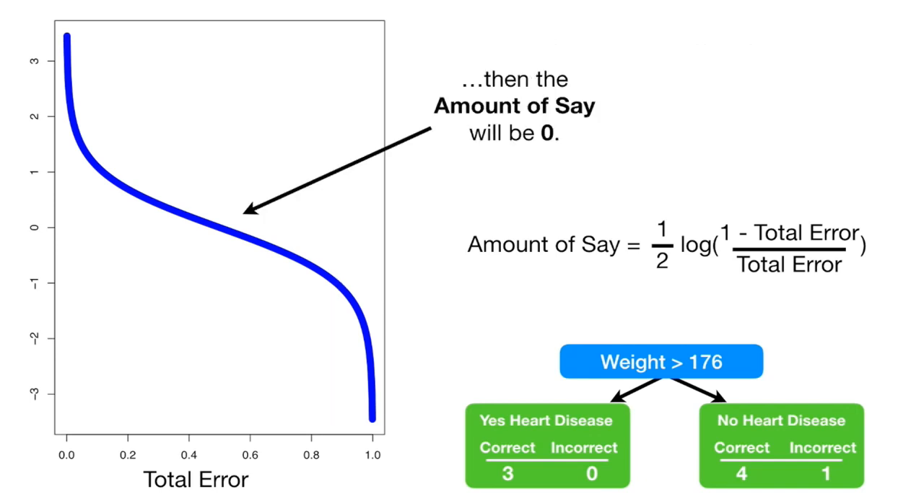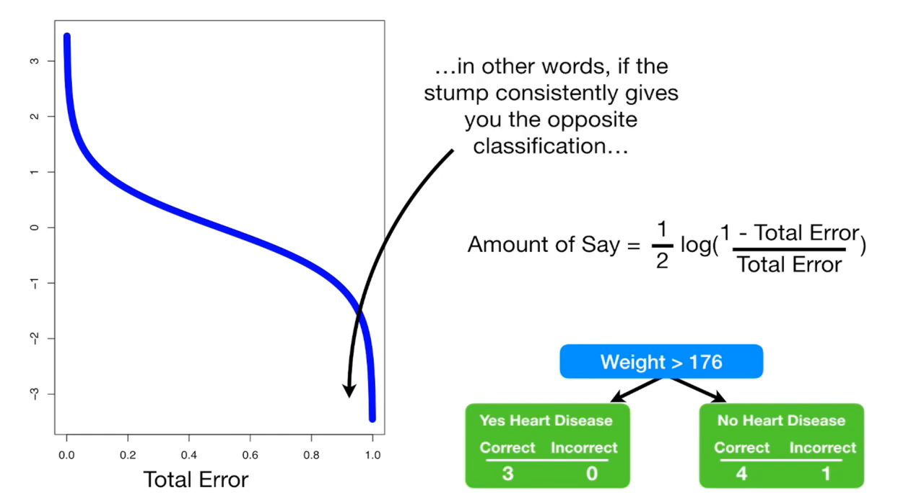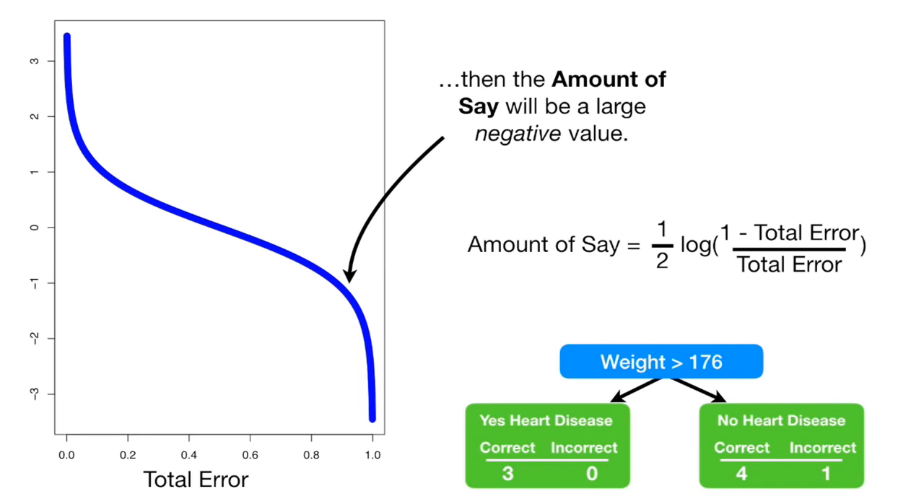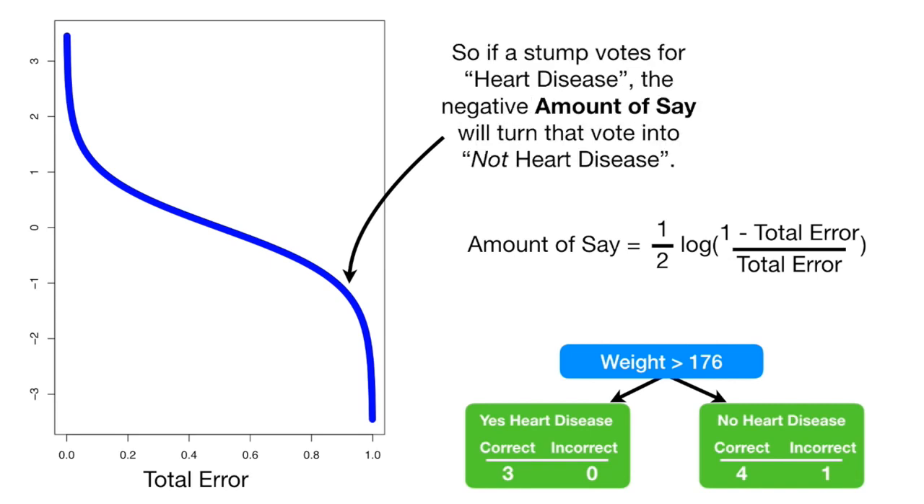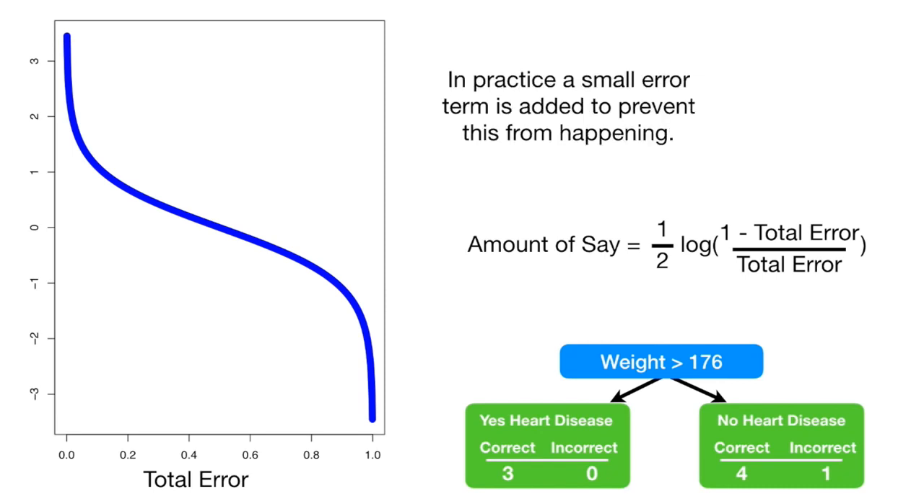then the amount of say will be 0. And when a stump does a terrible job and the total error is close to 1, in other words, if the stump consistently gives you the opposite classification, then the amount of say will be a large negative value. So if a stump votes for heart disease, the negative amount of say will turn that vote into not heart disease. Note, if total error is 1 or 0, then this equation will freak out. In practice, a small error term is added to prevent this from happening.